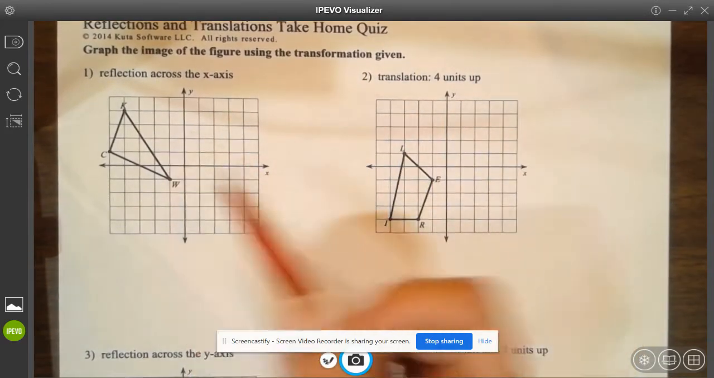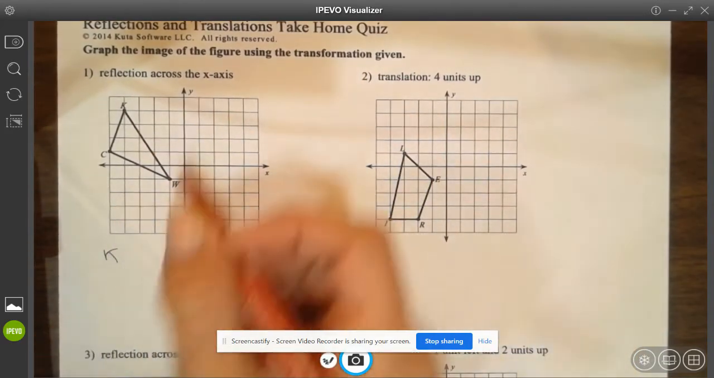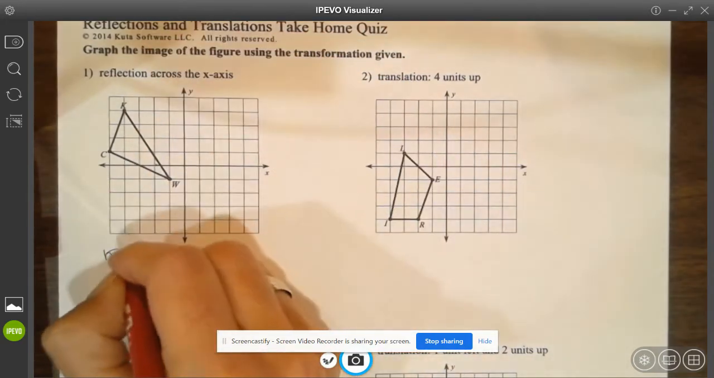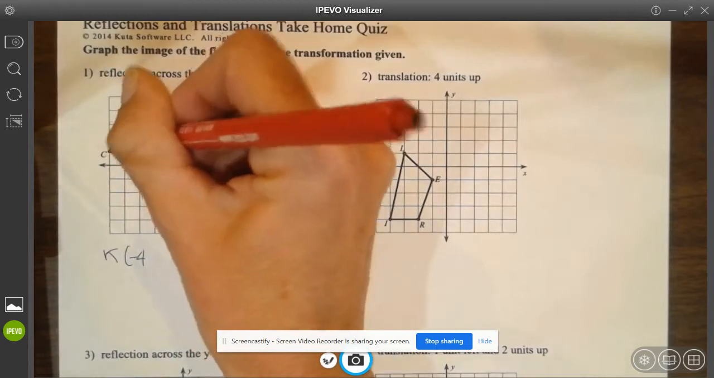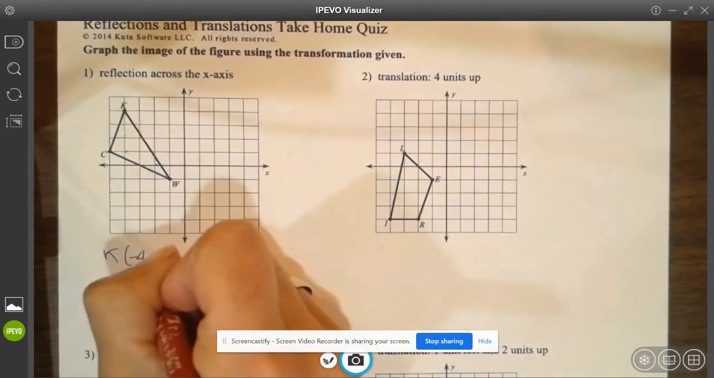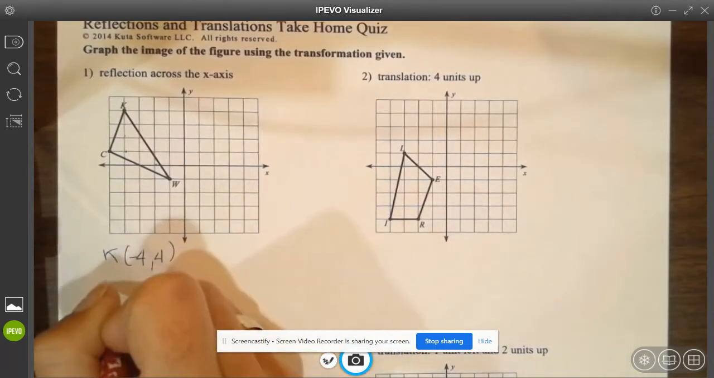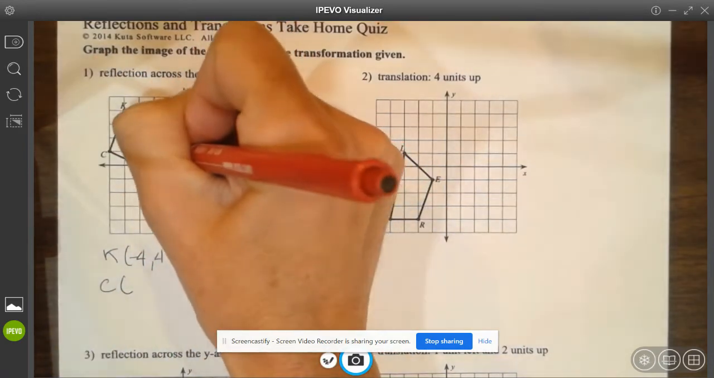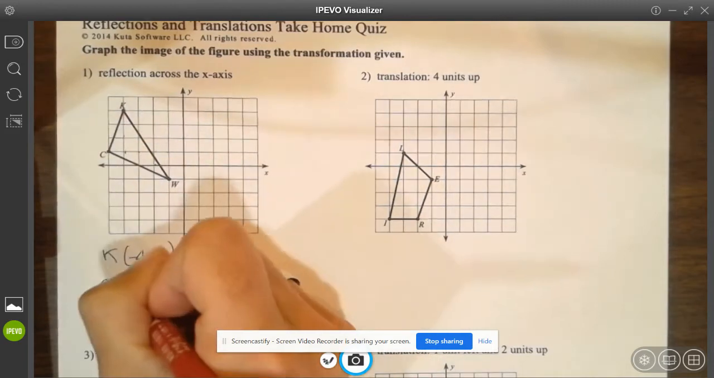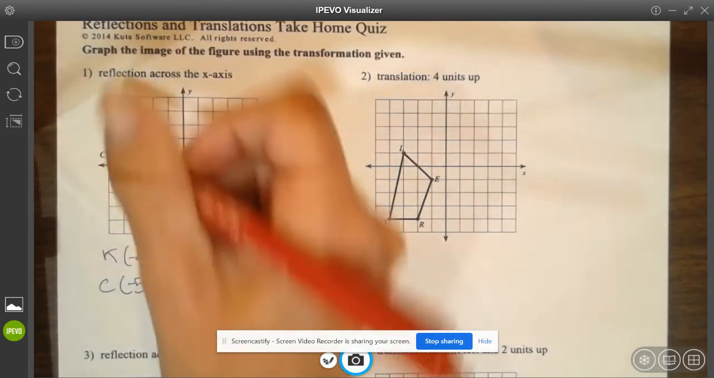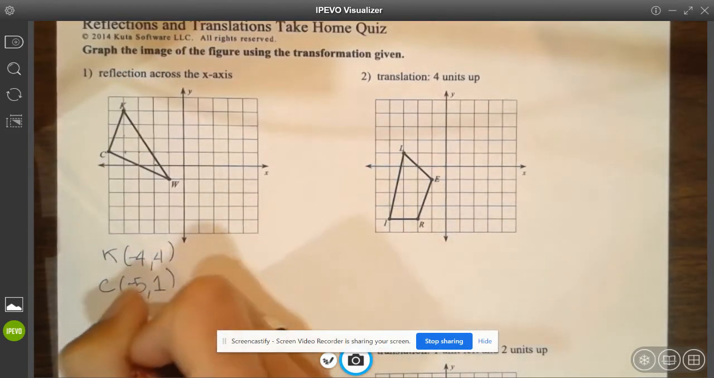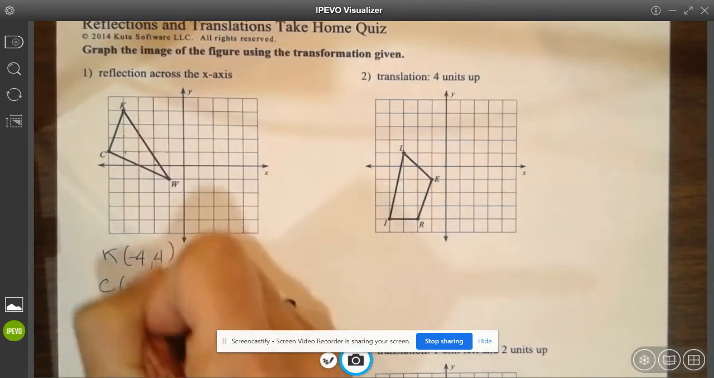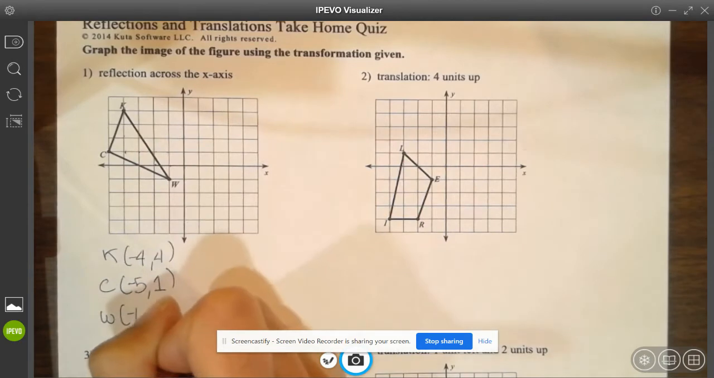So let's find the points. Point K will be 1, 2, 3, 4, so negative 4, and 1, 2, 3, 4 up. The next point is C, and that one is 1, 2, 3, 4, 5 to the left, and then one up. The next point is W, and W is negative 1 to the left, 1 down, so it's negative 1.